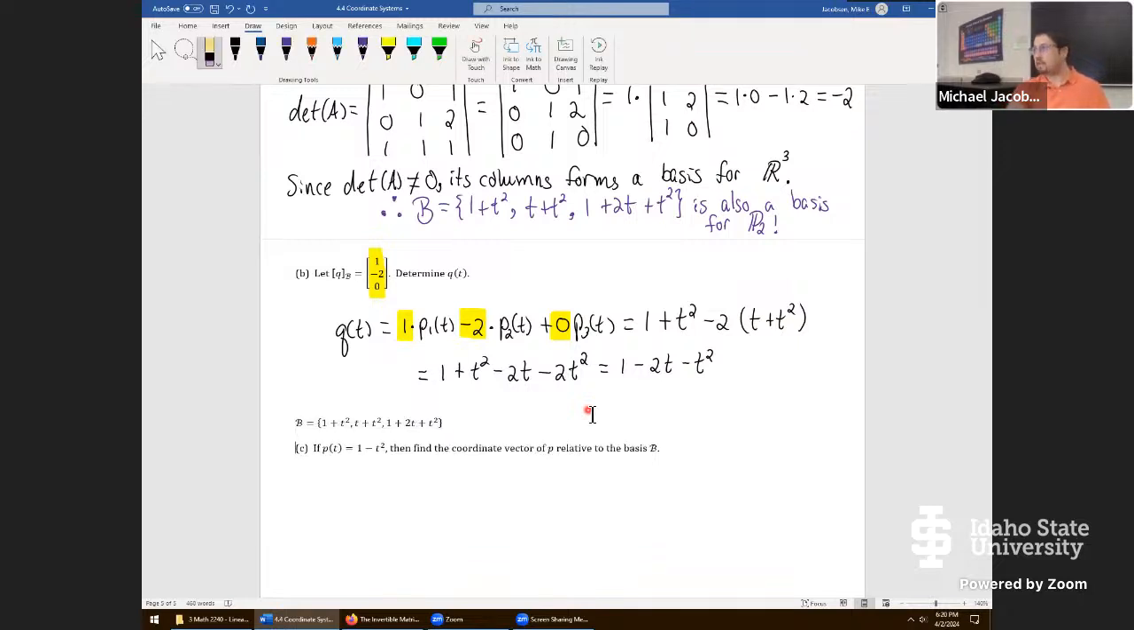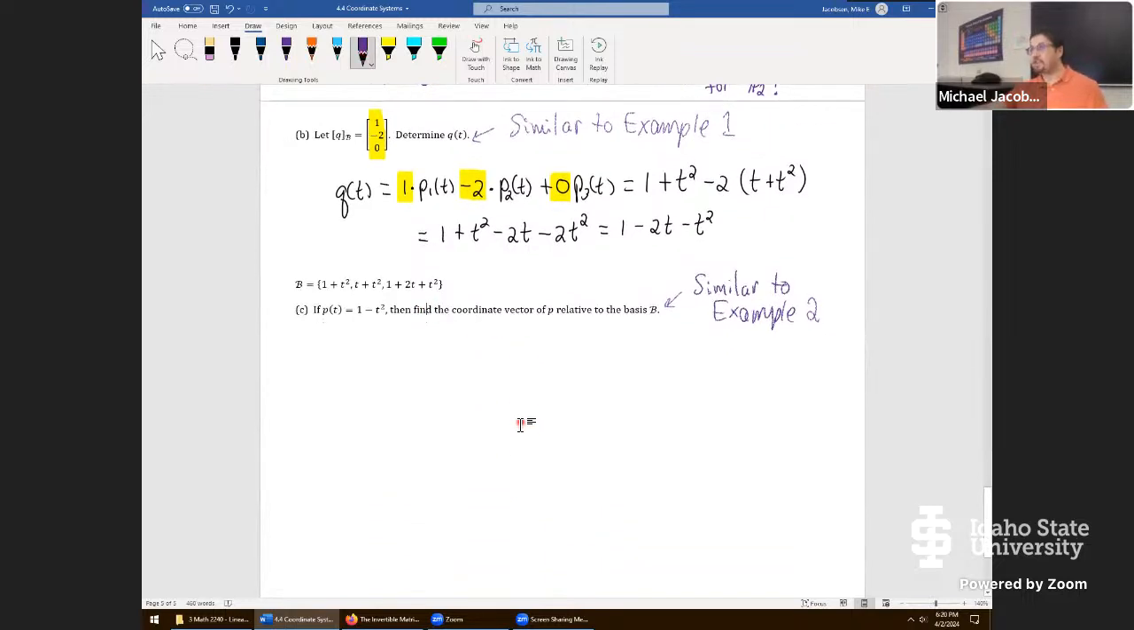And this problem right here, let's say just to convey what we did earlier in the notes, this is similar to example 1. And this one is similar to example 2. It's definitely tricky, so here's what we're going to do. Let's come down here and write out, it says, find the coordinate vector of P relative to the basis B.